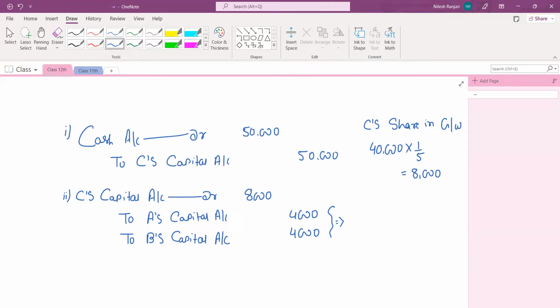Sir, you wrote cash account and C's capital account. Yes, that C is paying 50,000. That's what you wrote. Yes. C is bringing cash 50,000 into the business at the time of admission. So cash is coming. That's why cash is on the debit side, and C's capital is increasing. That's why capital is on the credit side.